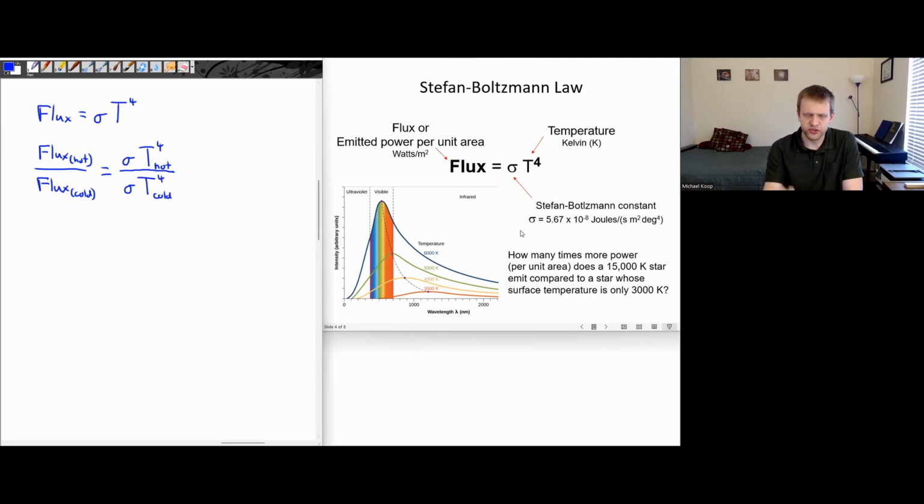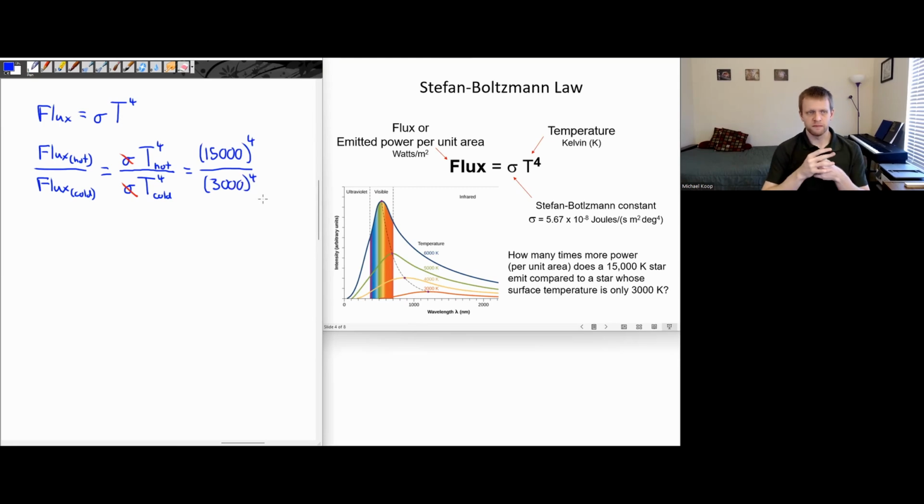Now, when we're doing this kind of comparison, what happens to that weird Stefan-Boltzmann constant when we look at this fraction? It just cancels out. It's in the top of the fraction and the bottom of the fraction, so we can say those cancel out. We don't even need that weird number. But what do we do next? Well, we know the temperature of the hot object is 15,000 Kelvin. I'm going to drop the units for this. And we know the temperature of the cold object is 3,000 Kelvin.